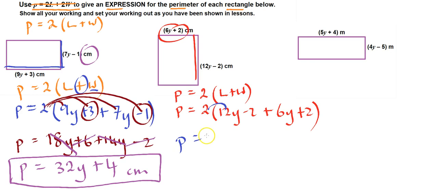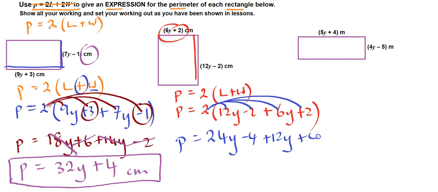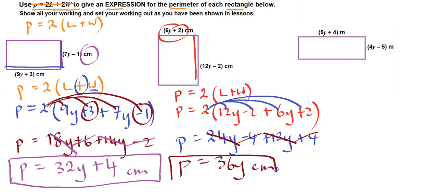So we go 24y, 2 times minus 2 is minus 4, 2 times 6y is positive 12y, and 2 times 2 is positive 4. Then all we have to do is simplify our terms. So 24y plus 12y leaves us with 36y, minus 4 plus 4 takes us to 0, so that cancels each other out. And with the units of measurement, centimeters.